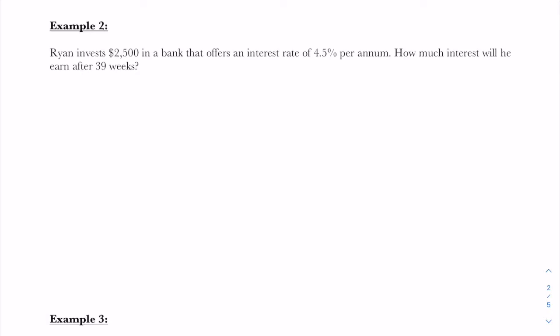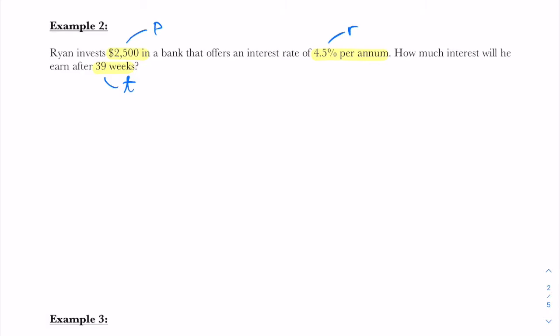In this example, we're investing $2,500 in a bank that offers interest of 4.5% per year, and we'd like to determine the interest after 39 weeks. So again, the 2,500 is the principal amount, the 4.5% per year is the annual interest rate, and 39 weeks represents the time that has elapsed, P, R, and T.